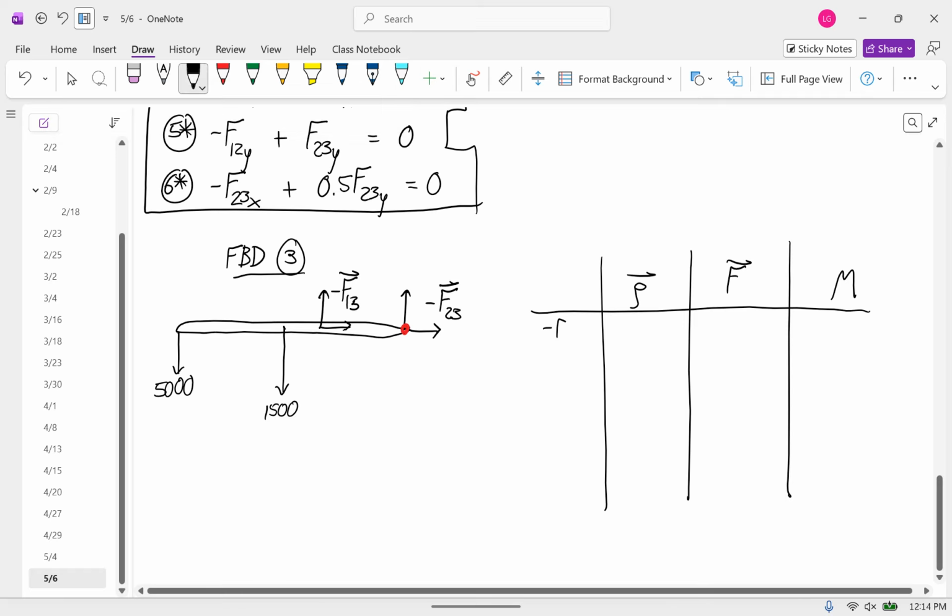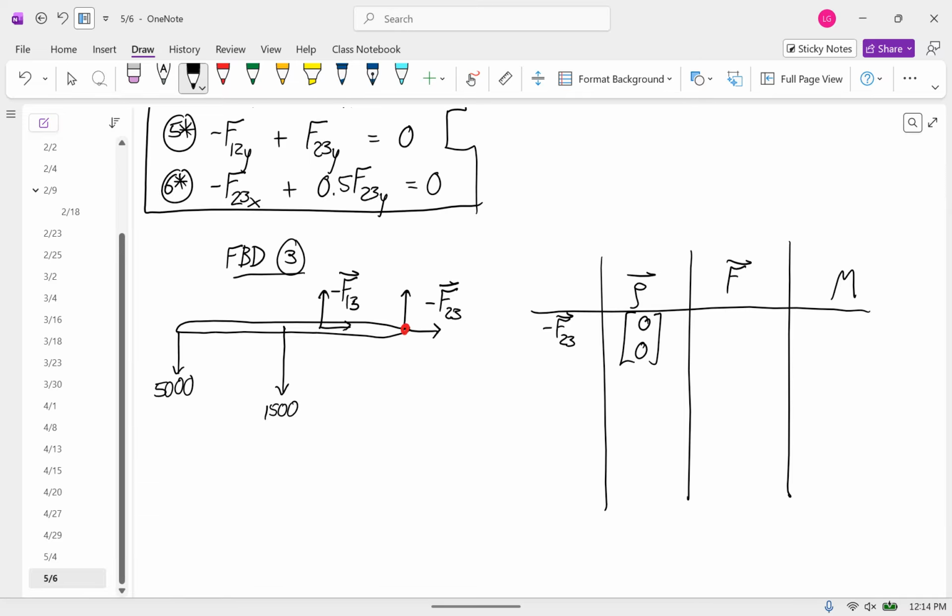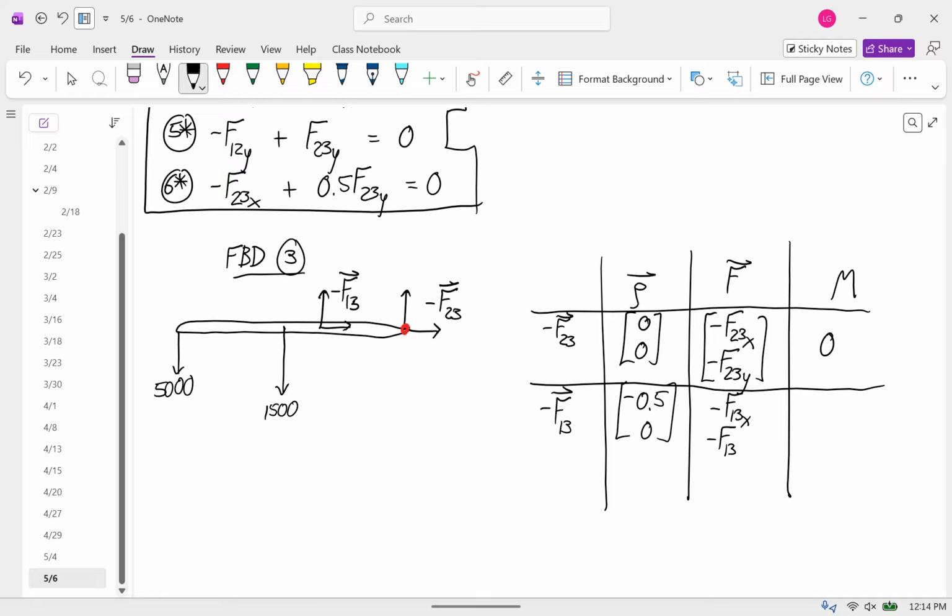So I'll start with my negative F23. Row vector is 0. Force is negative F23x, negative F23y. Cross product is 0. Then my negative F13. Row vector is negative 0.5, 0. The force is negative F13x, negative F13y. Cross product is 0.5 F13y.